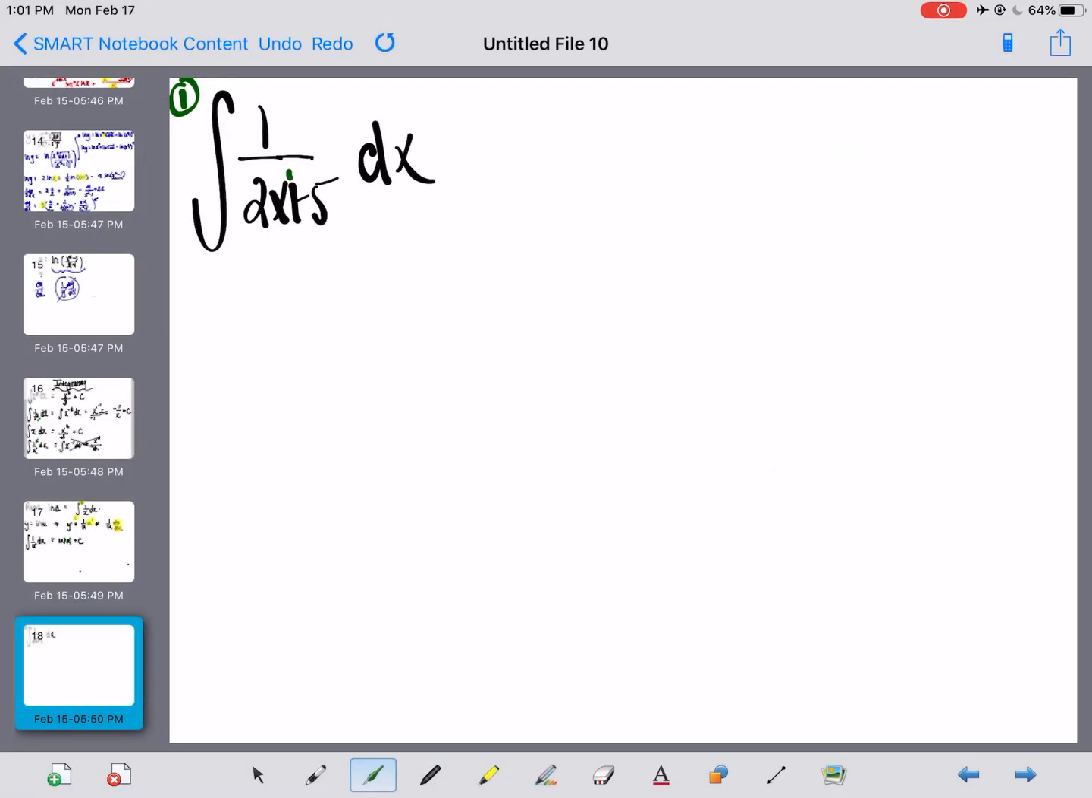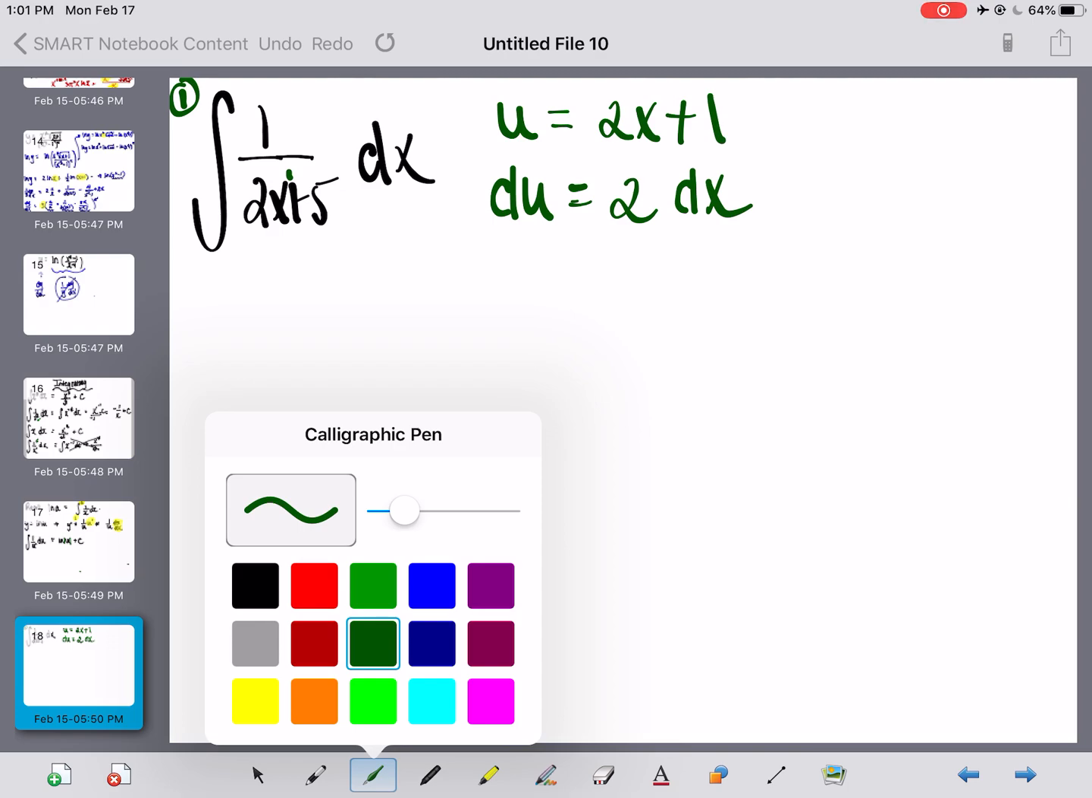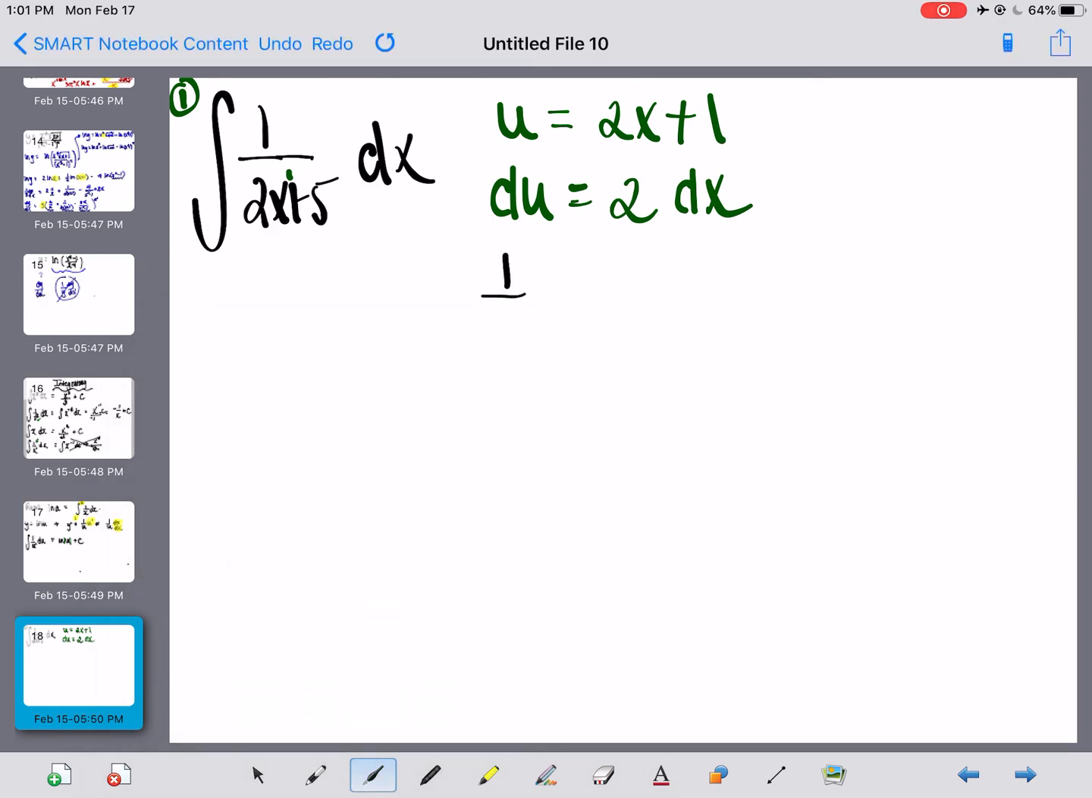All right, so step 1, let's let u be 2x plus 1. Then du will equal 2 dx. Notice there is no 2 out front in our original integral, so we would take 1/2 du to equal dx. Go back to your integral and set it up in terms of u. This becomes 1/2 out front, 1 over u du.